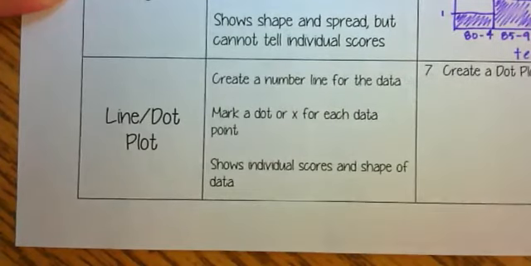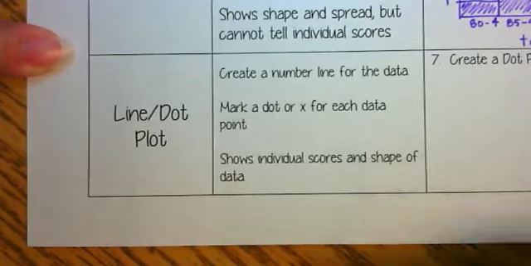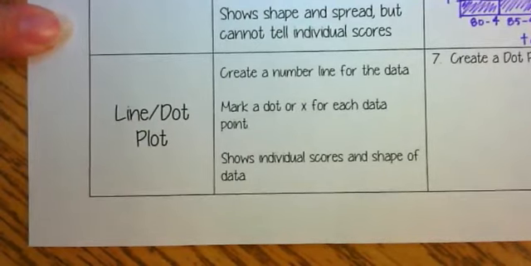Okay, starting with line plot. This is still Unit 6. So for this one, what we're going to do is create a number line, and then we make a dot or an X for each data point. And the good thing about this is it shows the individual scores. You also get to see the shape of the data.